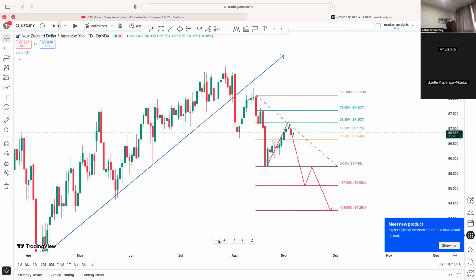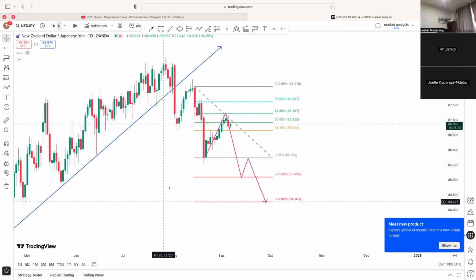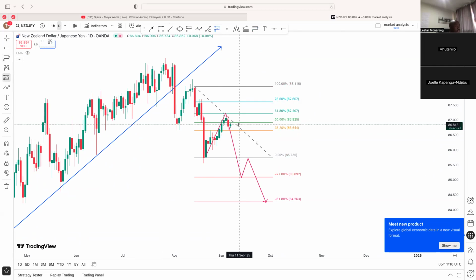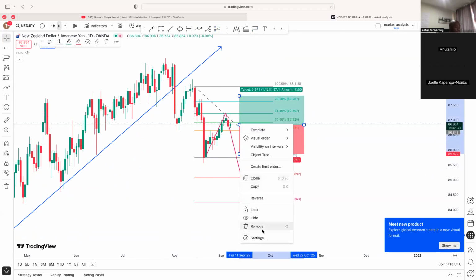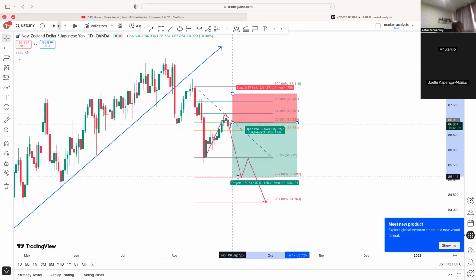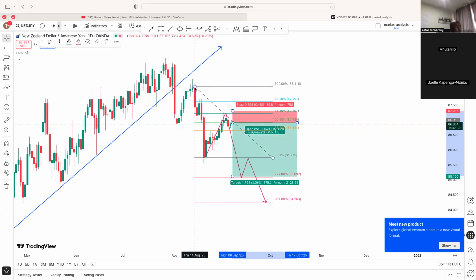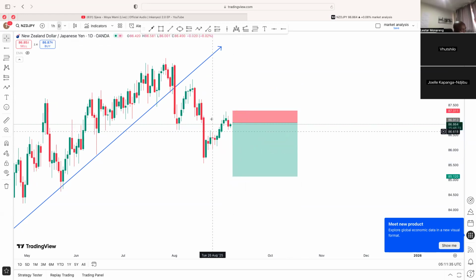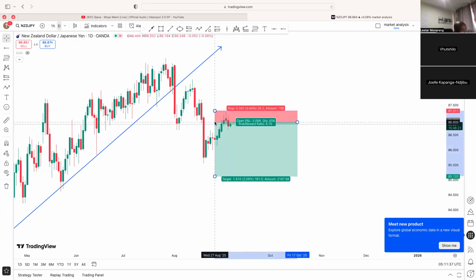So what's going to happen on the NZDJPY is that our entry is going to be here. Our entry is going to be right there, and then we pull. This is our first TP, then this is our second TP, right? So this is what's going to happen on the NZDJPY. This is what we're going to look for.